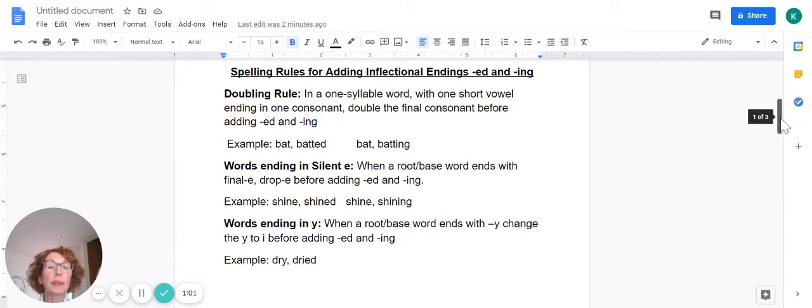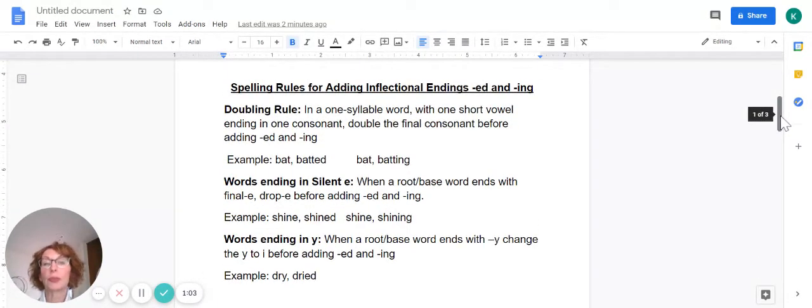Again, let's go over our spelling rules because they are very important to learn and understand when writing and decoding words. We have the doubling rule. In a one-syllable word with one short vowel ending in one consonant, you double the final consonant before adding ed and ing. An example again is bat. Double the final T when adding ed, batted. Again, when adding the inflectional ending ing to bat, you double the final consonant T and it becomes batting.